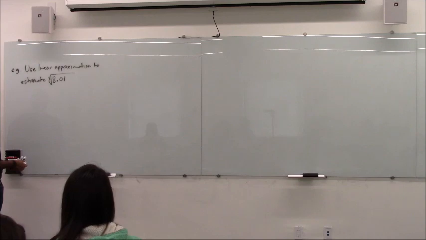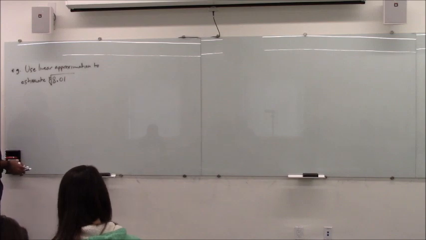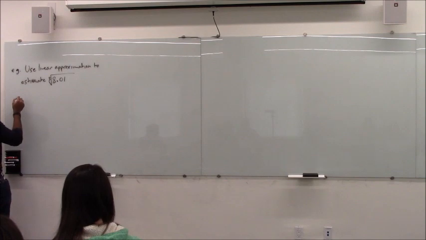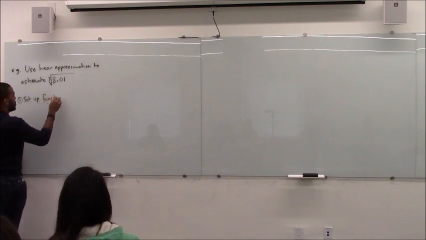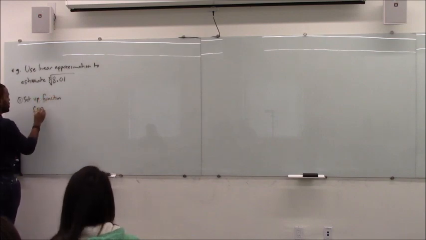...is 8.01, then I set a equal to 8. Then I found f of a, which was, what is f? Oh, okay, well f of x is equal to the cube root of x. That's the first thing we want to do. So one, you want to set up a function. So here f of x equals the cube root of x seems like a smart choice.